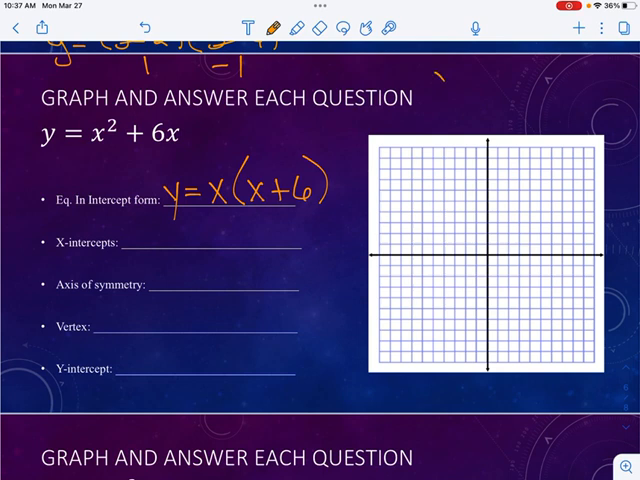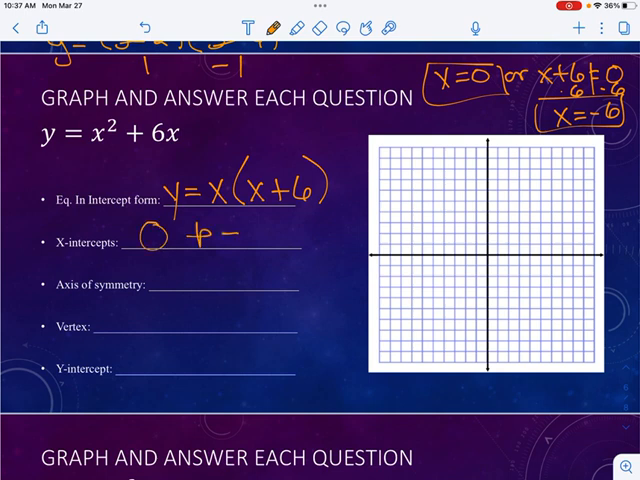Now I take each one of those and set them equal to 0. And then I solve it. Well, this one's already solved. This one, I'm going to minus 6. So my x-intercepts are at 0 and at negative 6.